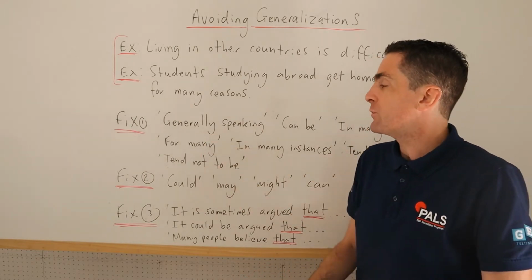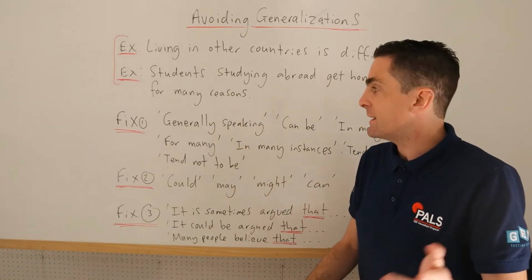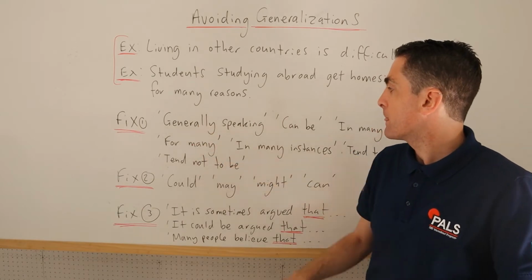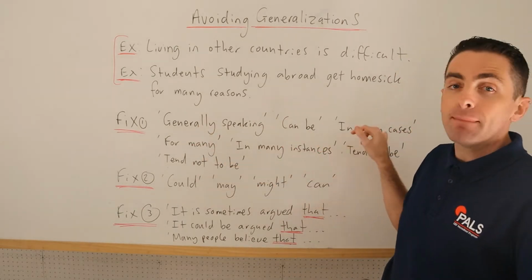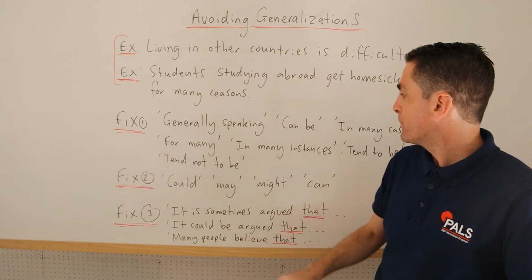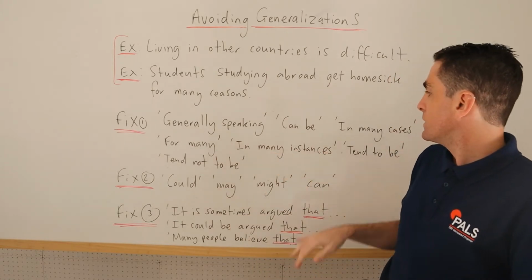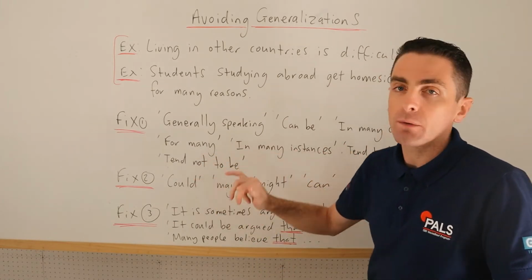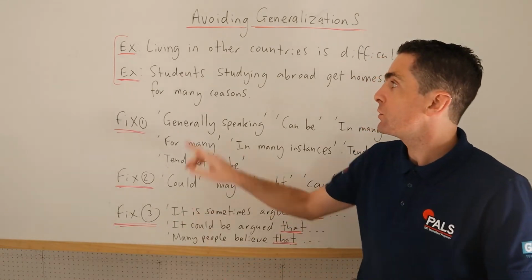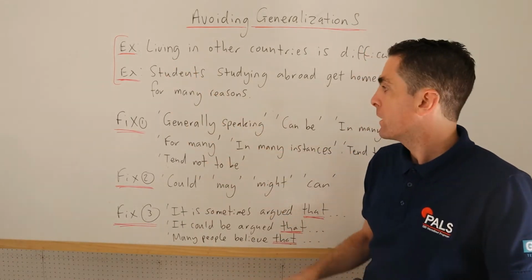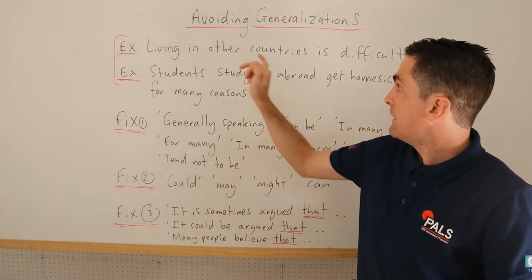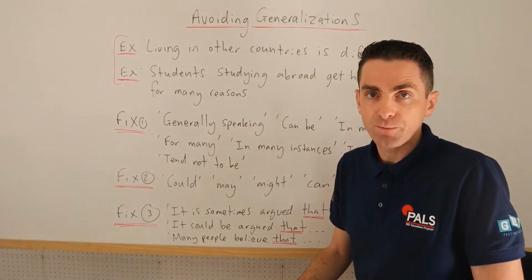Fix 1 is you can use statements such as this: generally speaking, can be, in many cases, for many, in many instances, tend to be, or tend not to be. Okay, so let's apply that to statement 1 up here. Generally speaking, living in other countries is difficult. That's good.